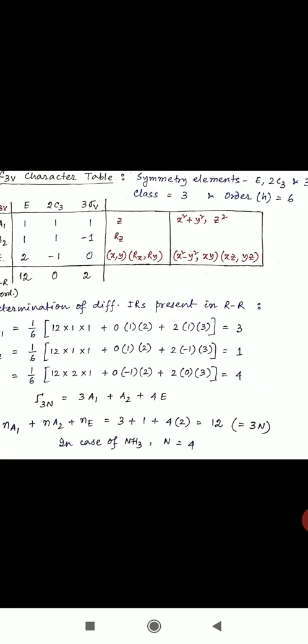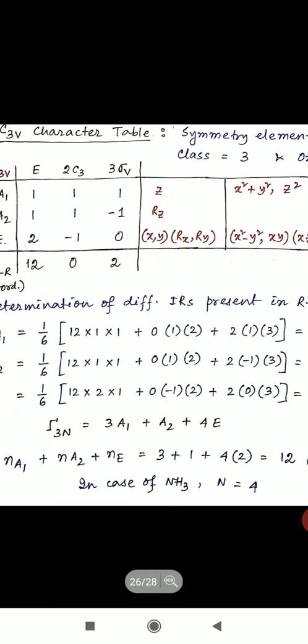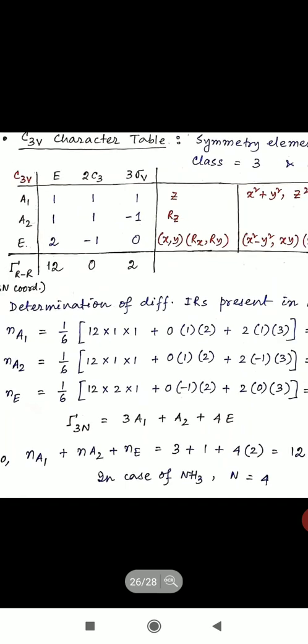Okay. So next I am going to the determination of the different irreducible representations which are present in the reducible representation in case of the C3V character table. For this one I am just following the rules which I discussed in our last class. That is, if I talk about the number of A1, then I have to write first 1 by 6, that is 1 by order. Then you have to give the bracket. Then 12 into 1 into 1 plus... I think it's clear, because the reducible representation with respect to E is 12.